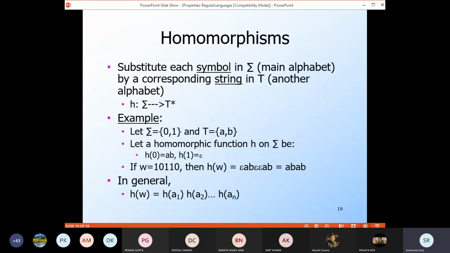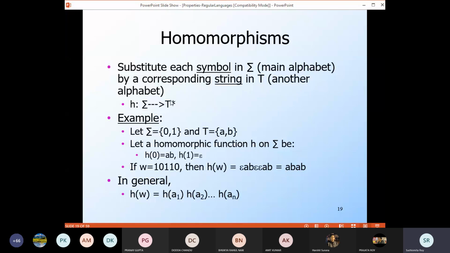But in the case of homomorphism, it is not a regular set which is replacing each symbol, but rather a string which is replacing each symbol. So the main alphabet sigma is substituted. Each symbol is substituted by a string from another alphabet.